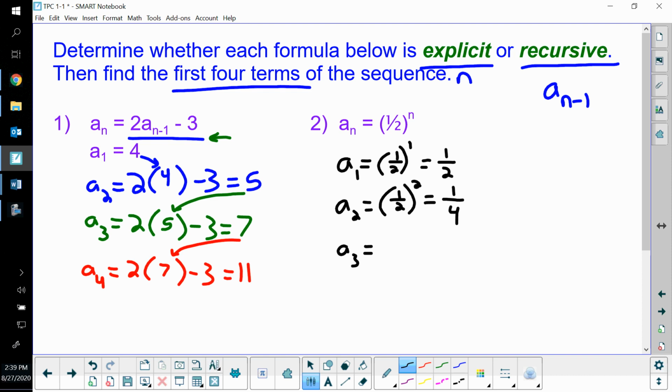The third, we would sub 3 in for n. We'll raise them each to the third. 1 times 1 times 1 is 1. 2 times 2 times 2 is 8.